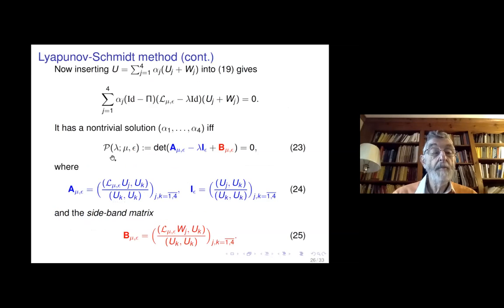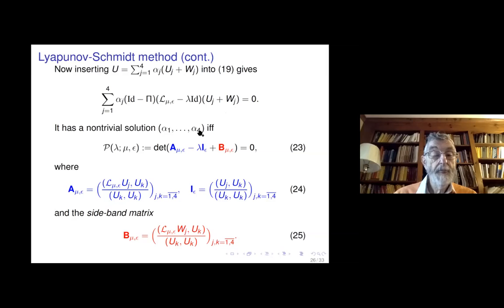So here we have our basic Lyapunov-Schmidt expansion with unknown complex constants, and we stick it into the previous formula, and we get four equations. J goes from 1 to 4 here. And we're looking for a solution for the alphas, those four coefficients, which are complex numbers.